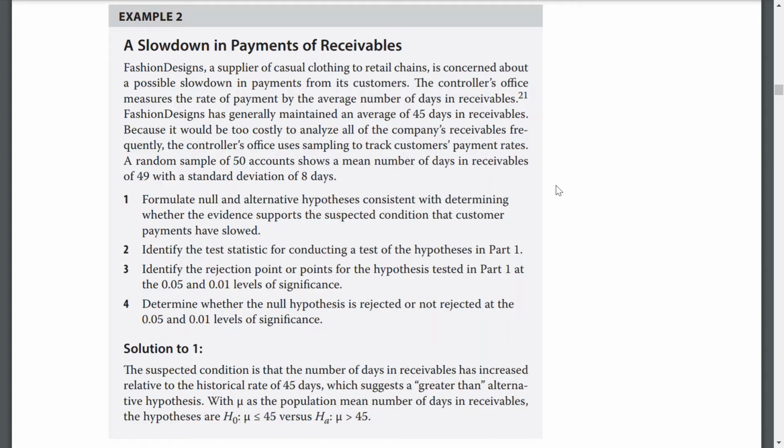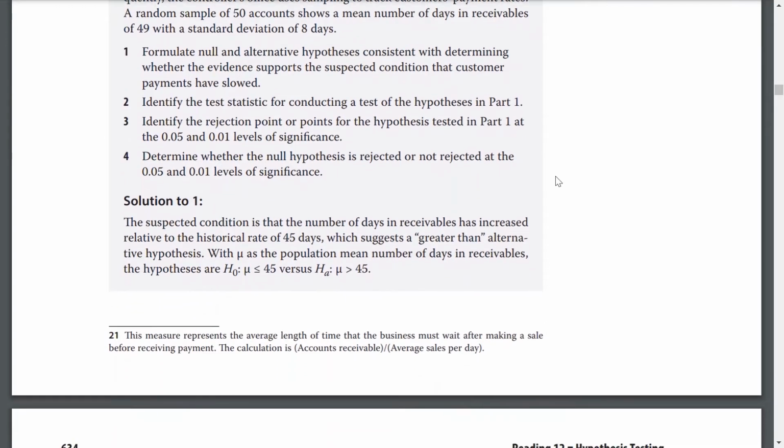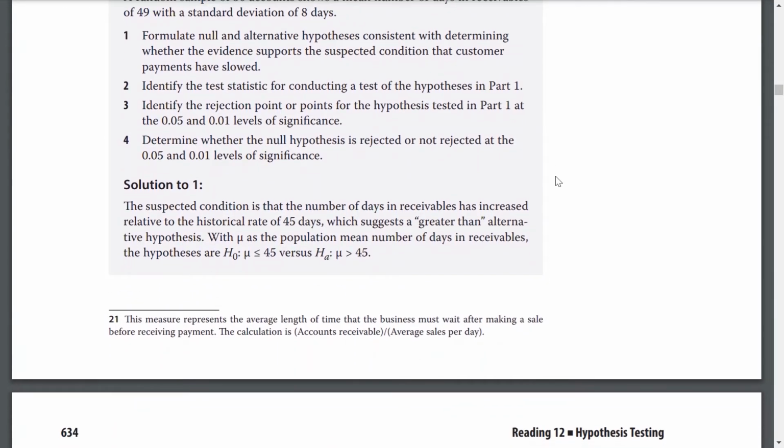Formulate null and alternative hypotheses consistent with determining whether the evidence supports the suspected condition that customers' payment has slowed. Identify the test statistic for conducting a test of the hypothesis in part 1. Identify the rejection point or points for the hypothesis testing in part 1 at the 0.05 and 0.01 levels of significance. Determine whether the null hypothesis is rejected or not rejected at the 0.05 and 0.01 levels of significance.